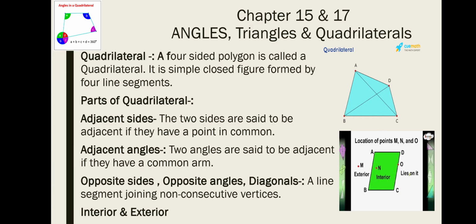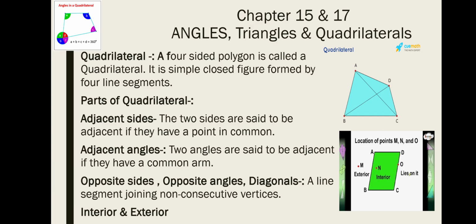Adjacent sides. The two sides are said to be adjacent if they have a point in common. Adjacent angles. Two angles are said to be adjacent if they have a common arm. Opposite sides, opposite angles and diagonals. A line segment joining non-consecutive vertices.